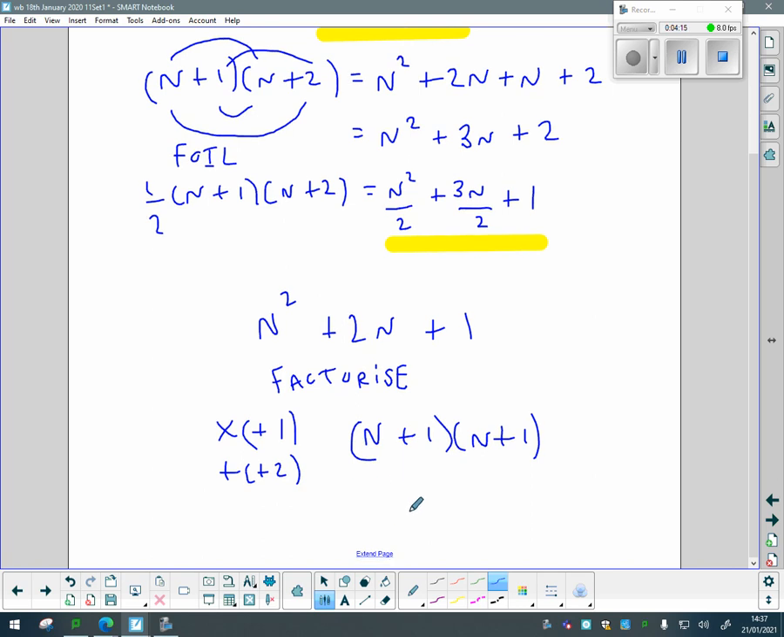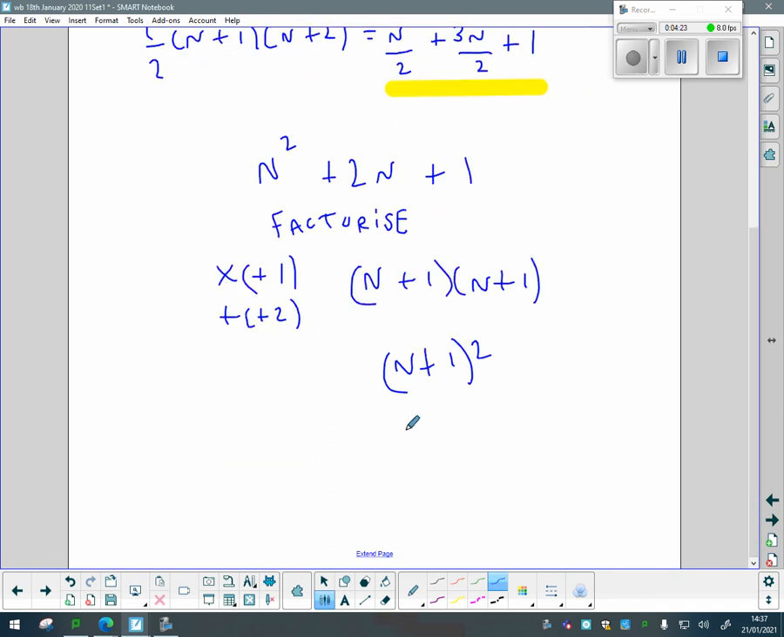So that is a number squared. And any number squared is a square number. And I'll use the expression again. So therefore, a square number. Q.E.D.